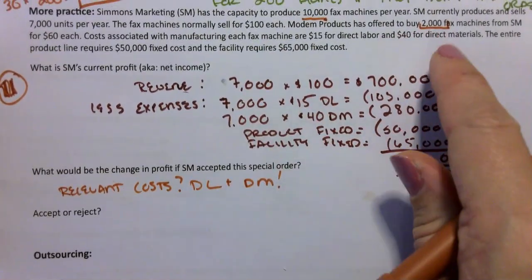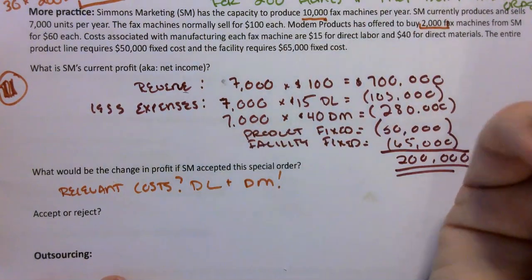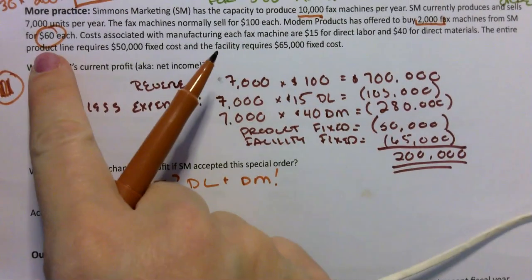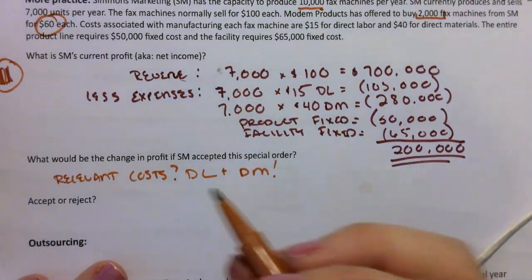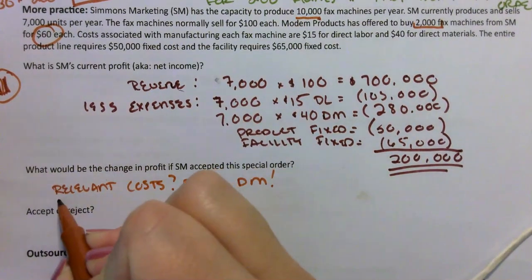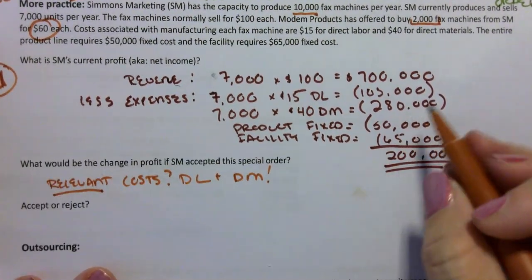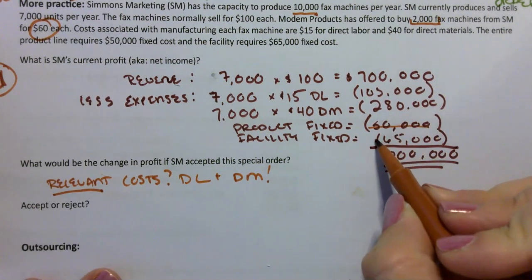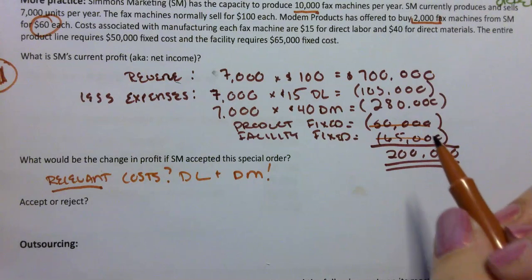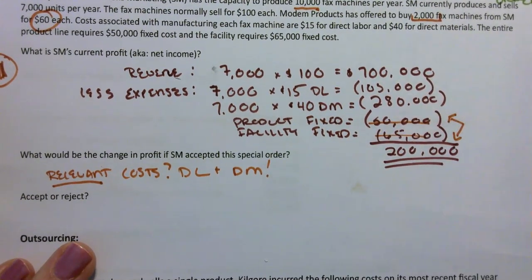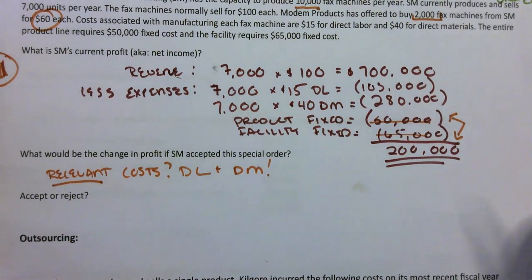So what's our relevant revenue? Well, they're going to be selling these new ones, the special order, at $60 each. So that is our relevant revenue. What is our relevant cost? And I'll remind you again, relevant costs are things that can be avoided. Can we avoid the product cost? No, because it's fixed. It doesn't matter how many we make. Can we avoid the facility costs? No, those are things that we cannot avoid. It does not matter if we take on more or less. They will not change.